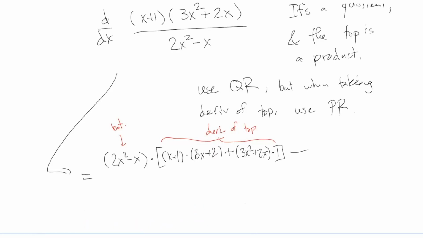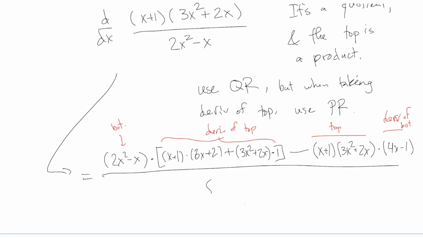The rest of it is easy though. Minus the top times the derivative of the bottom. The top is this product stuff, but I'm just doing the top as is, times the derivative of the bottom, which is 4x minus 1. So this over here is the top, and this is the derivative of the bottom. And then to finish the quotient rule, all over the bottom squared. Like that. Complicated and confusing, but if you think it through straight, it's not so bad in my opinion.